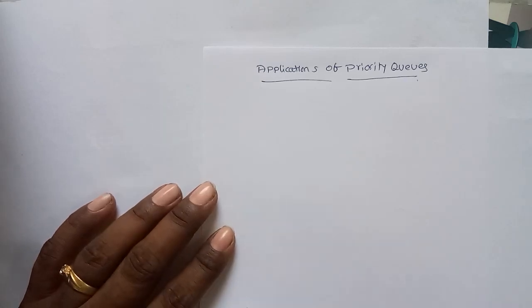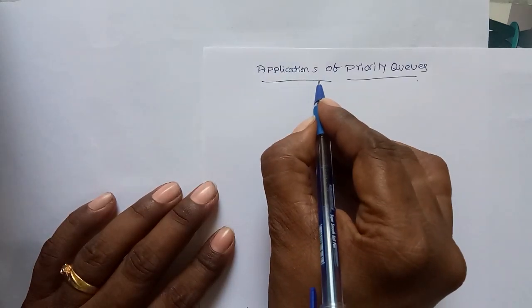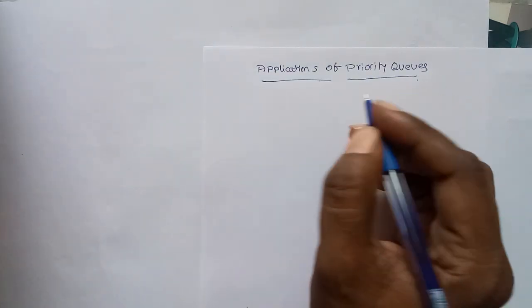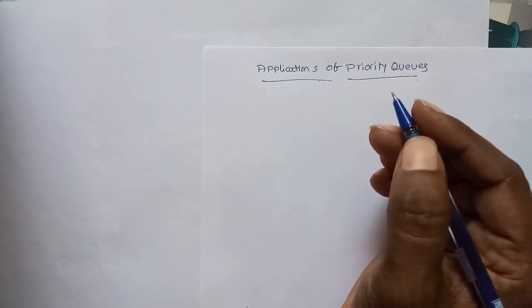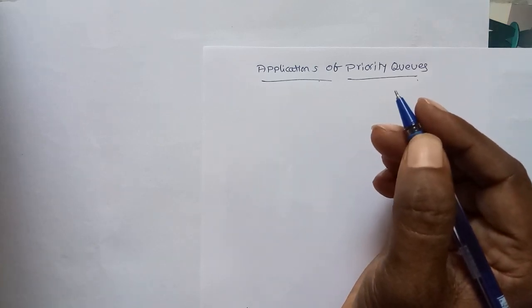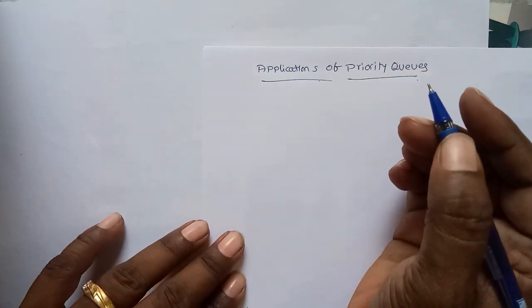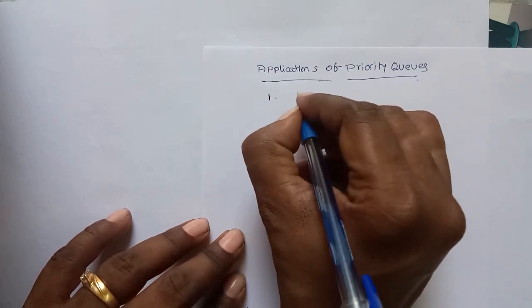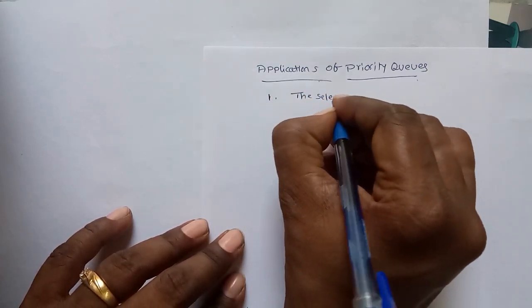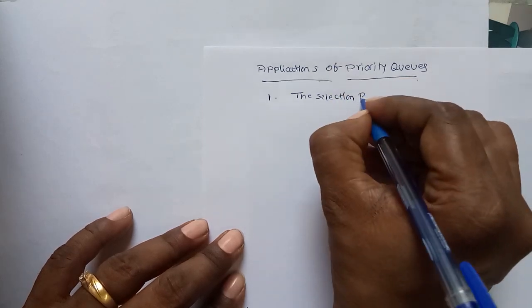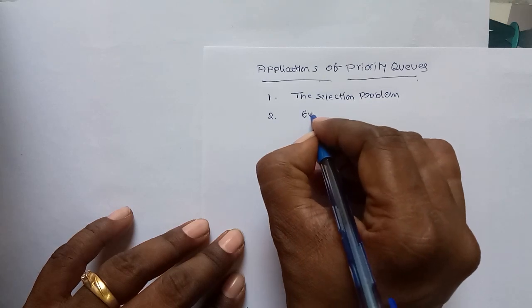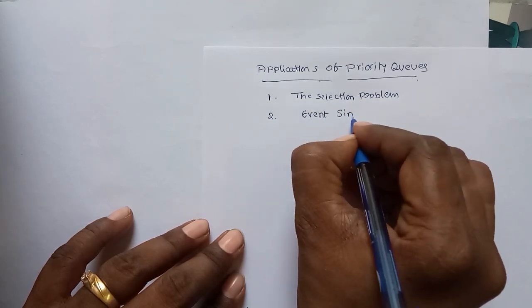Today we will discuss the concept of applications of priority queues. Generally, priority queues are used in system design. There are mainly two problems for which priority queues are applied. The two problems are, one is the selection problem, and the second one is event simulation.